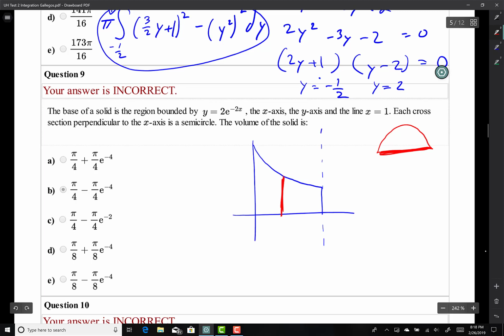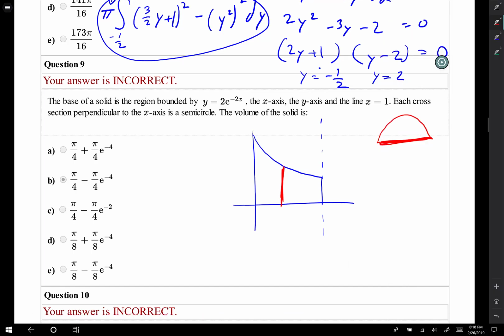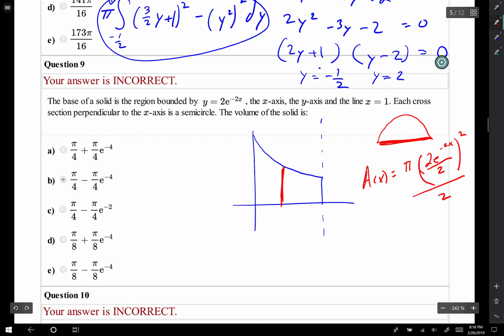So first think about an area cross-section. So here's my area cross-section. Pi r squared. So the radius, this is my diameter here, 2e to the negative 2x, whatever that is, divided by 2. And that's my radius, divided by 2 because we're talking about semicircles. So it's going to look something like this. Let's see, pi over 2. These 2's cancel out. e to the negative 4x. So that's what I'm going to integrate.